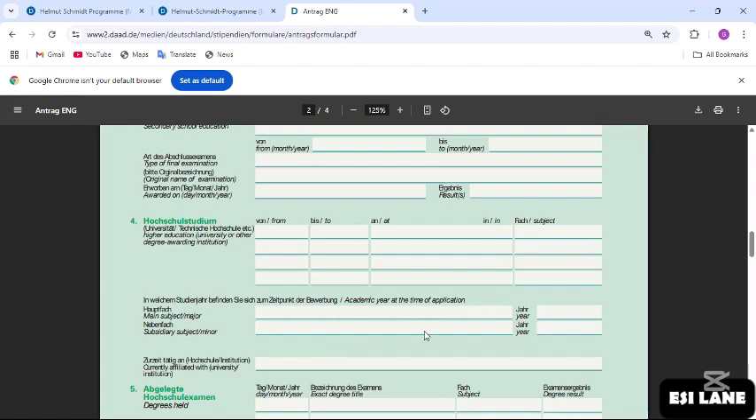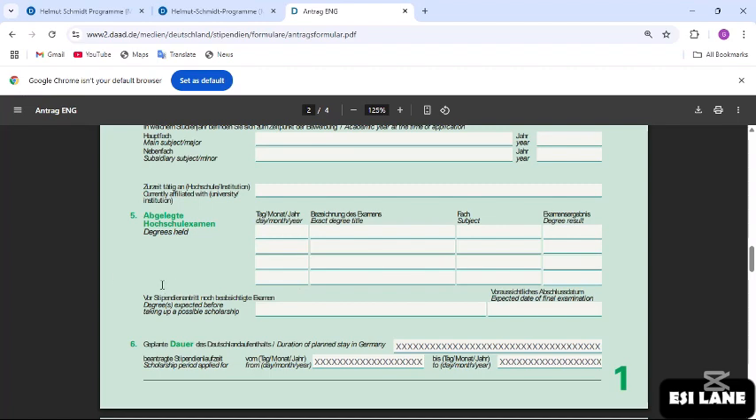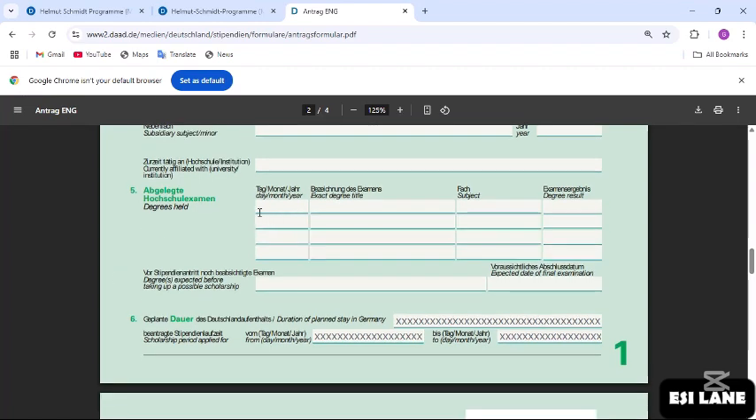This part is for those who are still in school. If you are done with school, you can just leave this and move to number 5. This one says degrees held. You are going to enter the day, month and year you completed your degree. That is what you have on the certificate, then the exact title of the degree.